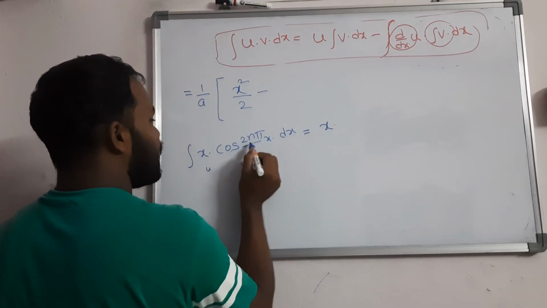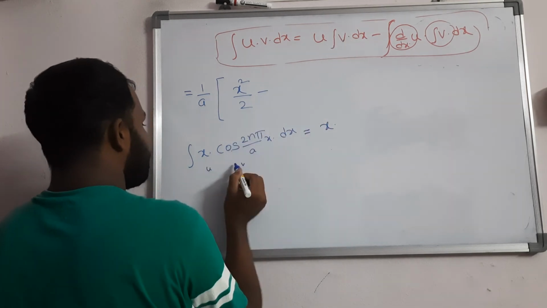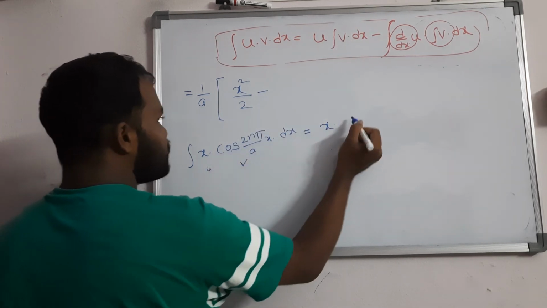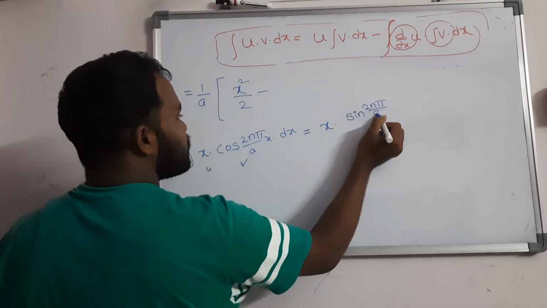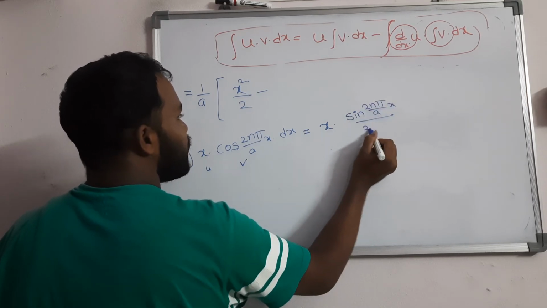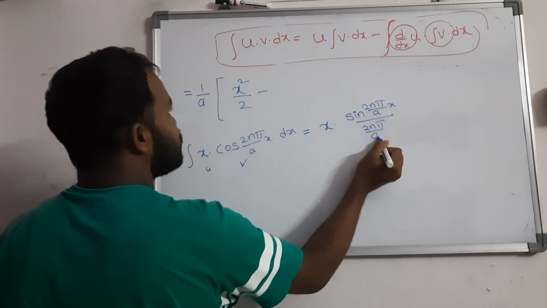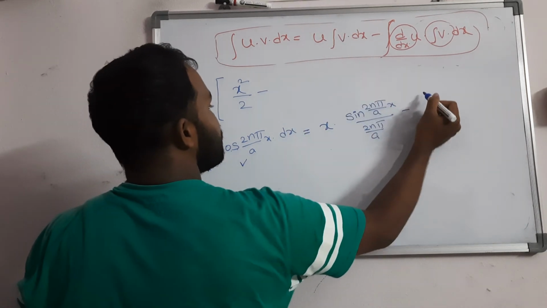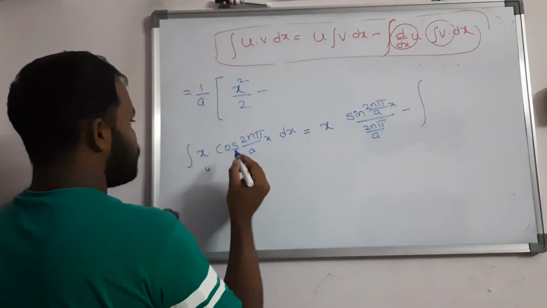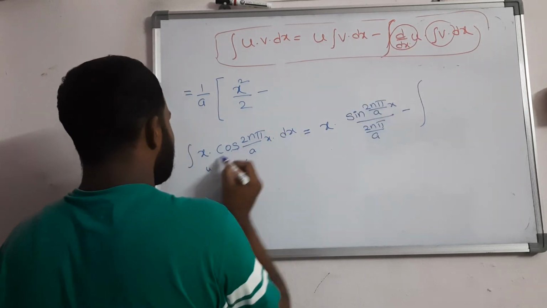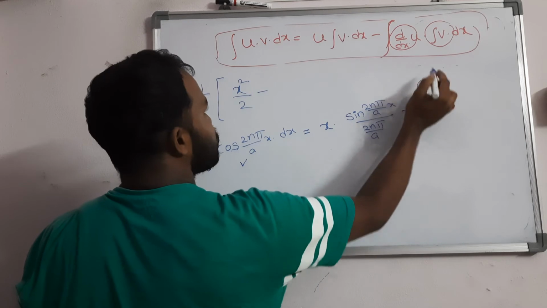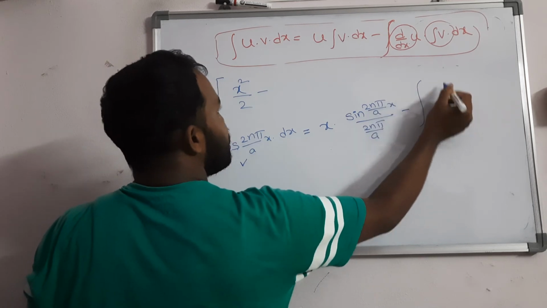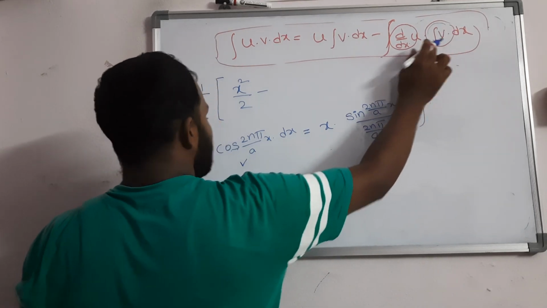Integration of cos, directly you should write. Integration of v means what? Integration of cos is sine. Sine 2n pi by a into x divided by 2n pi by a. Finished first part. Minus, this is a big integration. Next d by dx of u, that means d by dx of x, that is 1. So 1 I am not going to write, into again integration of v.